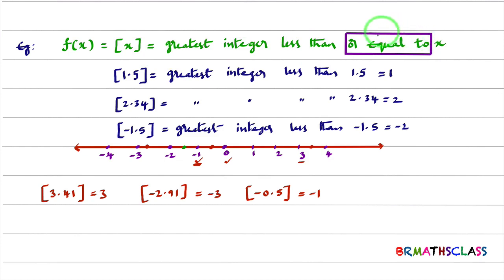Now we'll discuss the greatest integer less than or equal to x. For example, you see here, now I want to find the step 2 value. What is step 2?